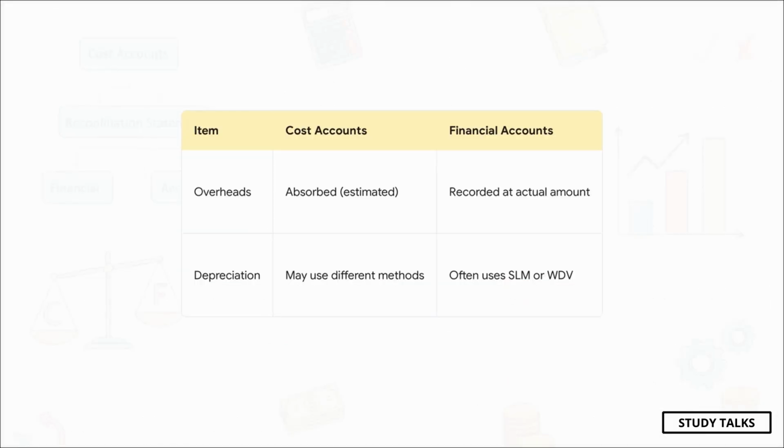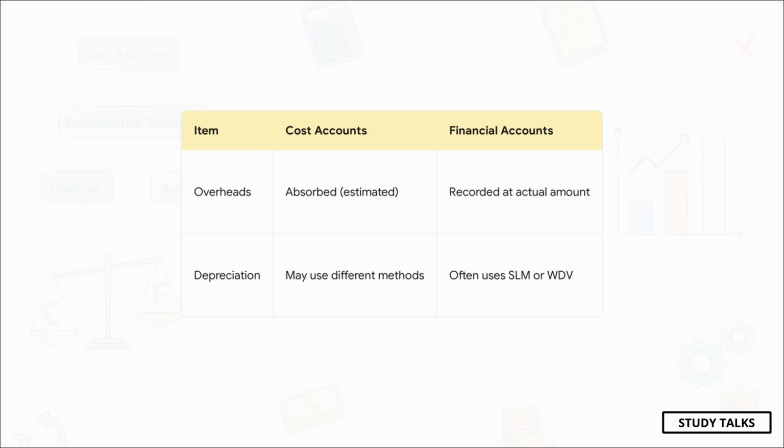And finally, we have the two big ones, overheads and depreciation. In costing, overheads are absorbed using a predetermined rate. Keyword there is predetermined. It's an estimate. But in financial accounts, we record the actual overheads that were paid.